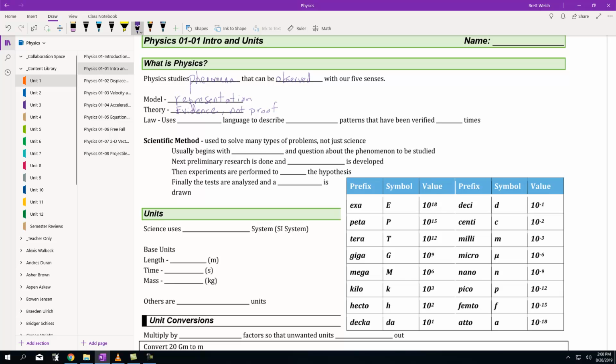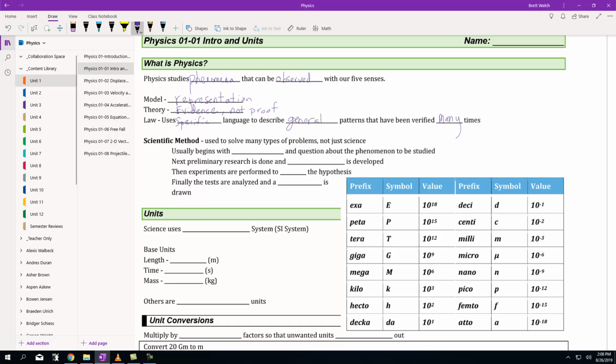Okay? A law, however, it's going to use specific language to describe general patterns, and that have often been verified many times. Okay, we're not going to accept a one-time, hey, look, see, I proved it, it must be a law. These need to be things that we have seen several times.